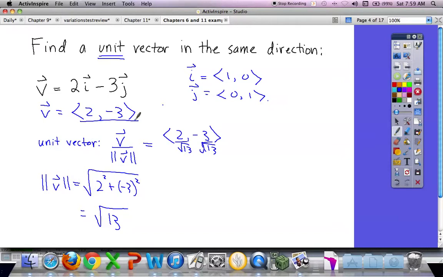I mean, you could also write it up here. You could have said divided by the square root of 13, divided by the square root of 13. And of course, you could rationalize denominators, but I'll count it in either case.